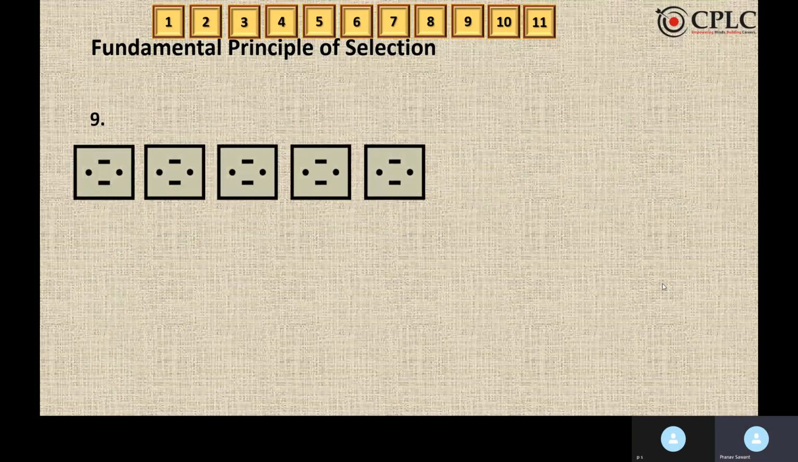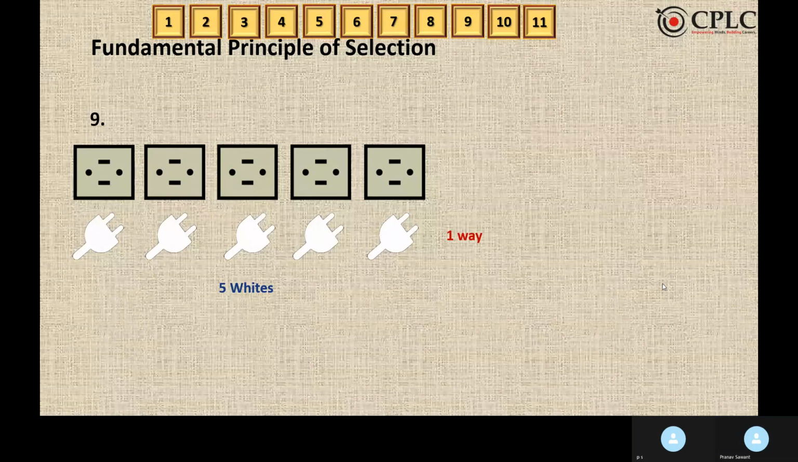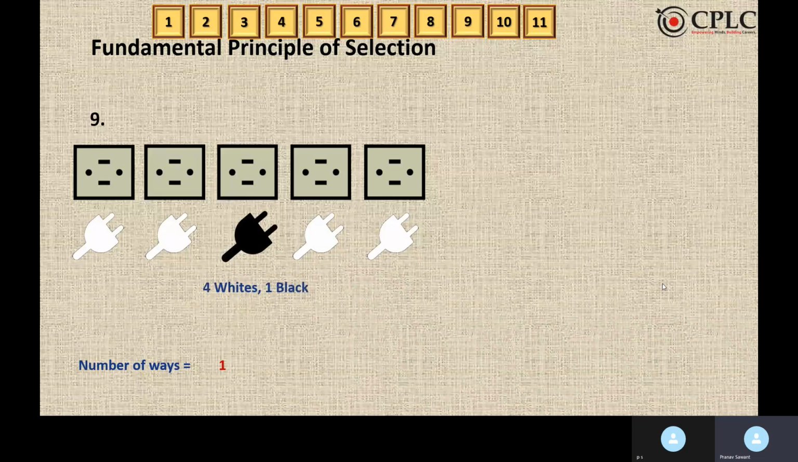So there are 5 sockets available. Now there are 5 whites. This is the one way. We know one condition, that two black plugs cannot be together. So all the plugs can be white. This is one possibility. If 4 are whites and 1 is black, we can have 5 different ways, plus 5.